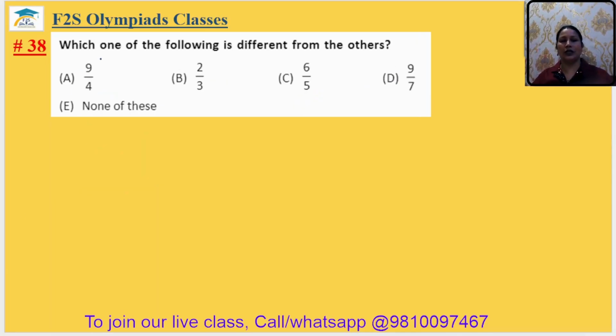Question number 38. Which one of the following is different from others? It is 9 by 4 improper fraction, 2 by 3 proper fraction, 6 by 5 improper fraction, 9 by 7 improper fraction. Only B is the proper fraction. So this should be different from the others. 38th answer is option B.